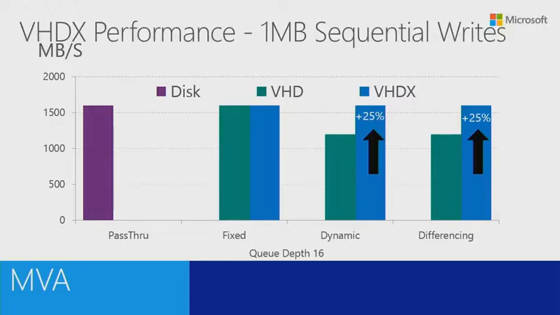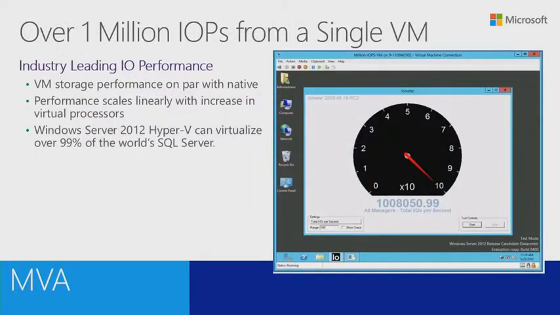You can see here we've also done massive performance improvements to show you. I just wanted to show you what it looked like also on sequential writes as well. I showed you the hard one before, but here's also VHDX doing some great performance improvements for dynamic and differencing. What are the results of all this work? Well, I can pretty much sum it right here. Over 1 million IOPS from a single virtual machine.